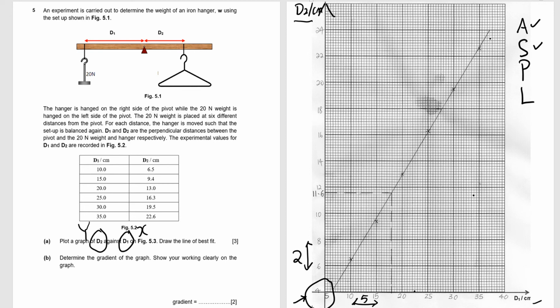So plotting, remember to plot with neat crosses, not too big, not too small. And if you plotted wrongly and you erase, make sure that you erase it very clean. So if I plotted accurately, this is how it looks like, and this is a straight line. And then drawing a straight line. In this case, the line is quite close to all the points here.